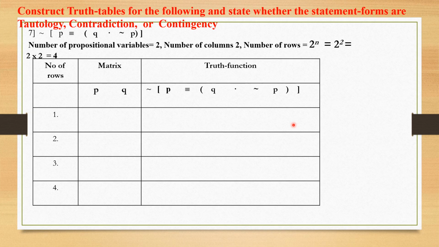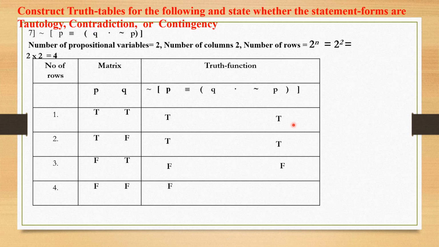Now we assign the values to P and Q. P's value will be half of 4, that is 2 trues and 2 falses. Write vertically from up to down. Then Q's value will be half of 2, that is 1 true and 1 false. In the same way, you write. Now write P's value in the truth function also.